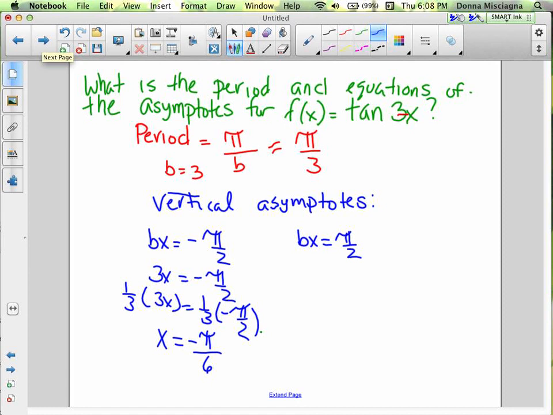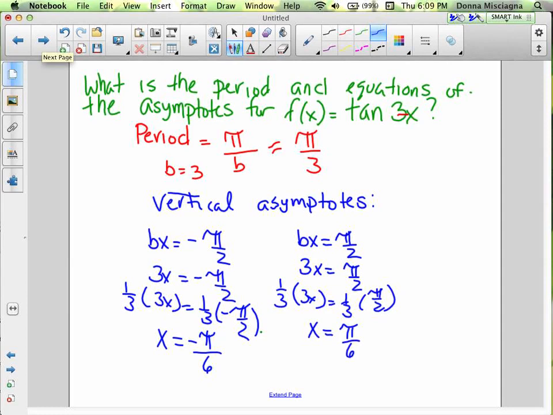Let's do the same thing on the other side. All right, so we've got 3x equals positive pi halves. We want to isolate x. Instead of dividing by 3, just multiply by the reciprocal. Right? So to make it easier to work with the fraction on the other side. So 1/3 times 3x equals 1/3 times pi halves. The 1/3 and 3 cancel, that's just an x. And 1/3 times pi halves, 1 times pi is pi, and 3 times 2 is 6. And there we go. There's our vertical asymptotes.